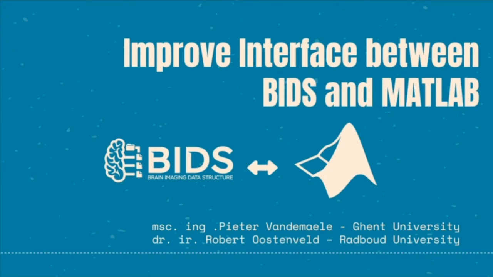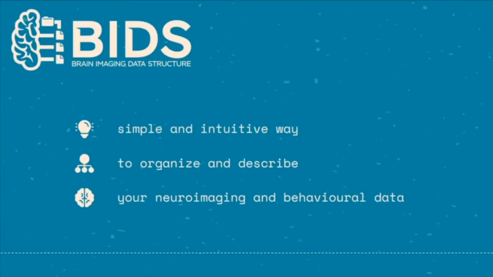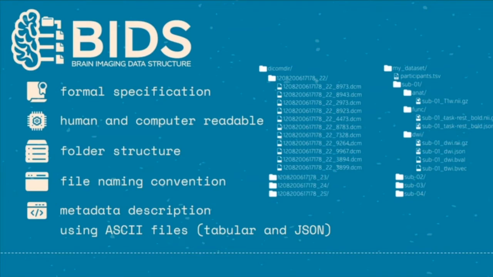Okay, so we will now present a project on BIDS and integration with MATLAB. For the people who don't know BIDS, BIDS is a simple and intuitive way to organize and describe your neuroimaging and behavioral data. BIDS is not an image format like DICOM or NIfTI, but more of a formal specification. It has been published in Nature Scientific Data, and it uses a human and computer-readable folder structure and file naming convention, and you can also store metadata using text files, ASCII files in tabular form or in JSON format.